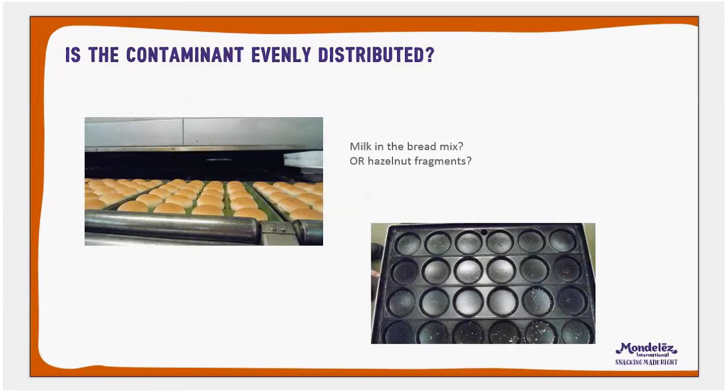In the bottom right hand picture, you'll see that some sesame seeds have been left in this tray from a previous run. You can easily see that some of the wells have no sesame seeds at all and some have quite a lot. So again, taking a whole tray's worth of samples might give you a better indicator as to what the contaminant risk might actually be.